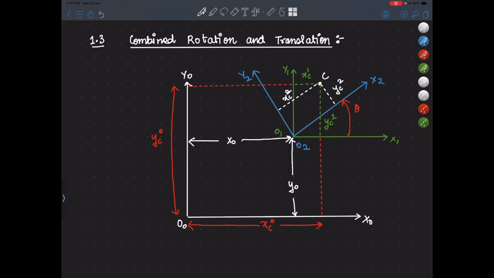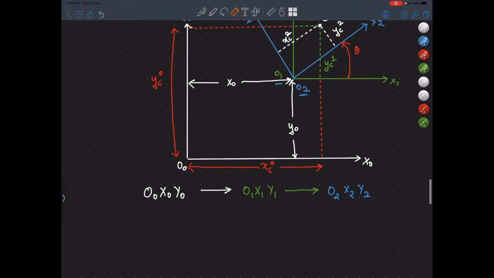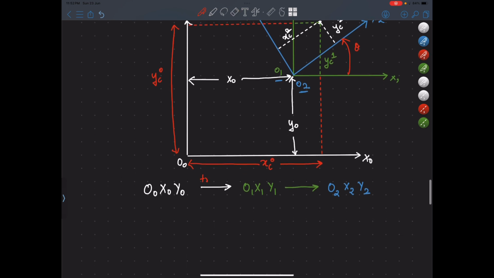So what has happened is that the frame O0, x0, y0 has first purely translated to O1, x1, y1, and then it has purely rotated to O2, x2, y2. You can see O1 and O2 are coincident. So that's just trivial information. It's pure translation here, and pure rotation here.